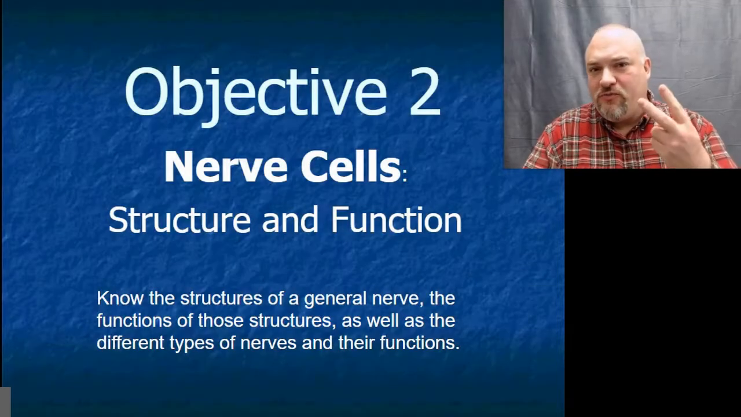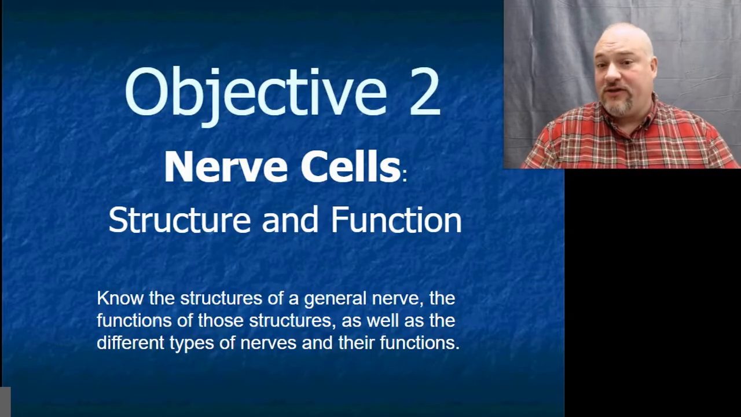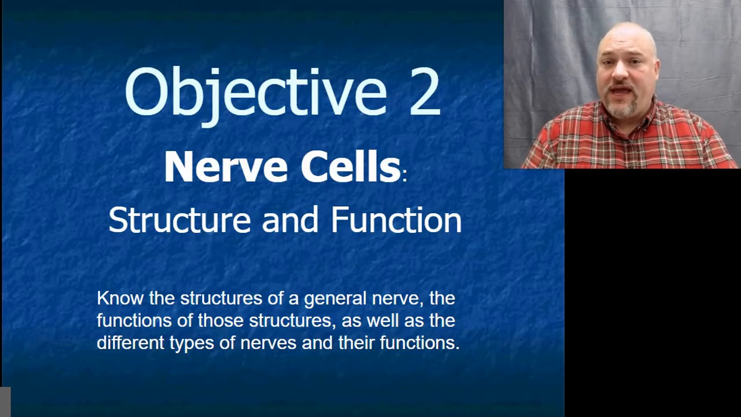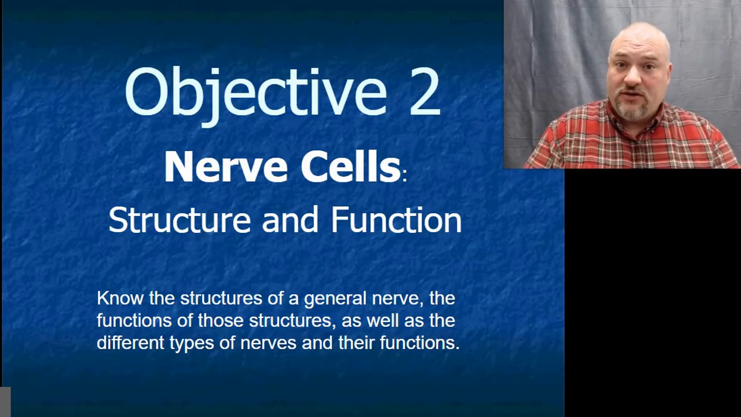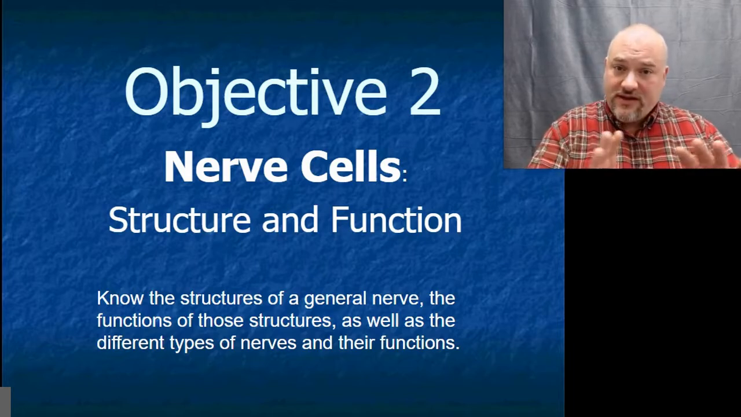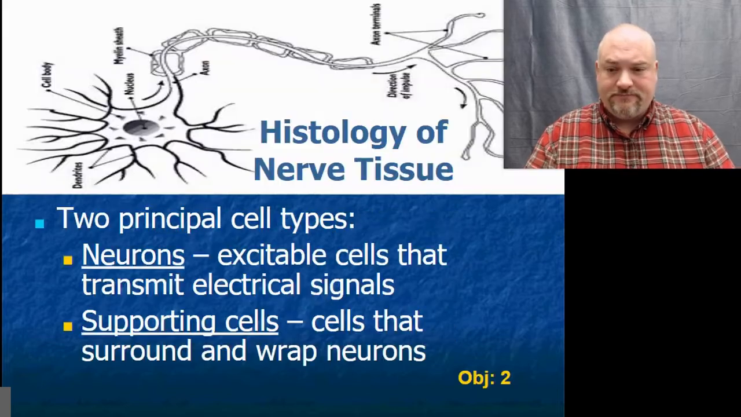Hello folks, and welcome to part 2, or objective 2, of our nervous system unit. In this part we're going to take a look at nerve cells specifically, a little bit at their structure, some of the basic parts of them, and their basic function. We'll get into how they transmit electrical signals in a different section. We're just going to give the overview at this point.